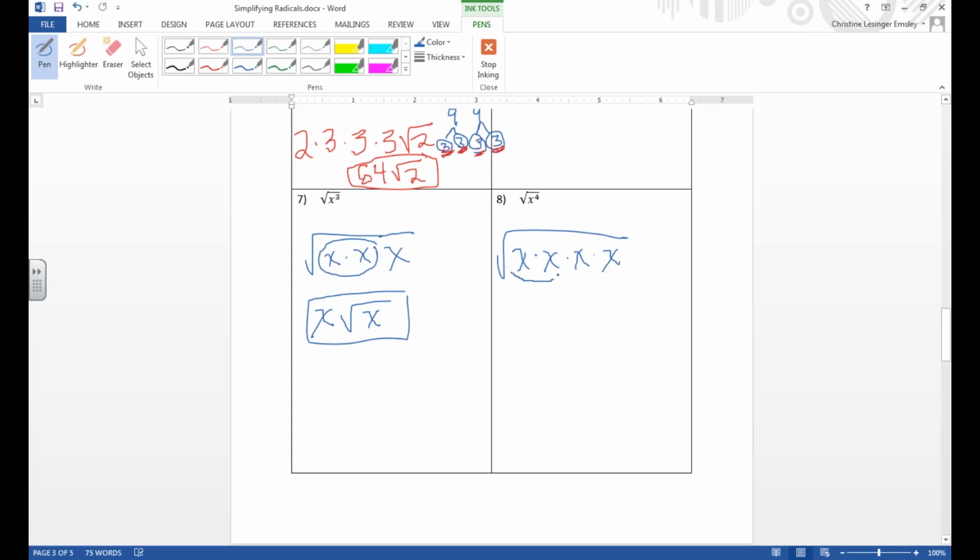Still a square root, so we're looking for pairs. There's one pair. Here's another pair. And we're not left with anything inside the radical, but we can simplify that. x times x is the same as x squared.